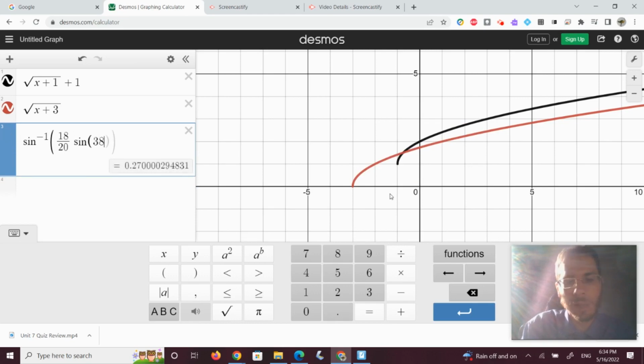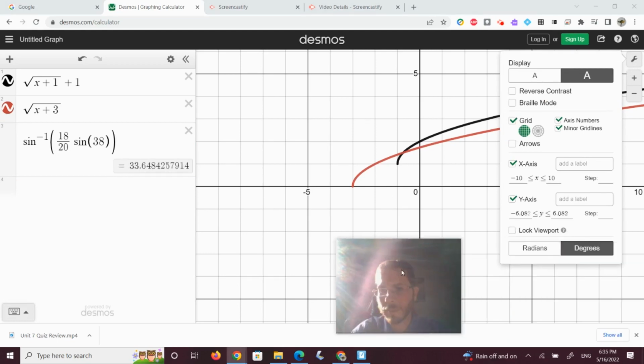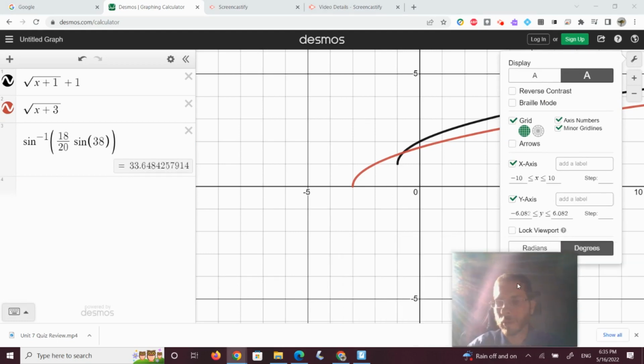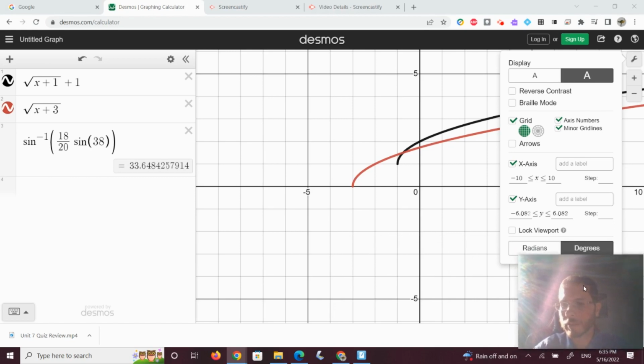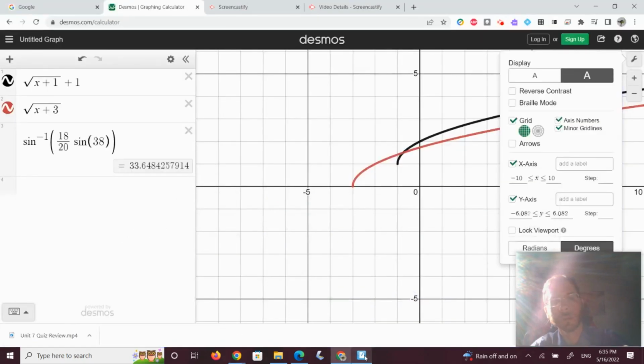sine of 38 degrees. Now I got to be careful because remember, if I want to use Desmos, it does not start me in the right mode. So I got to come down here. I guess you can't really see very well, but there is a degree mode down here. So I got to go to degree mode. And this gives me 33.64. So to the nearest tenth of a degree would be 33.6.